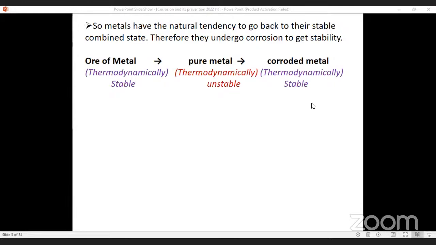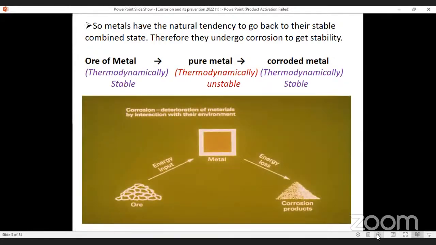Just see the diagram. This is the ore. Then the pure metal is extracted from the ore. This is the unstable one. The purest form of the metal is unstable. The metal present in the ore form or corroded form is stable, but the pure metal is unstable. That's why it is involved in chemical reactions. So this is the corrosion process, right?